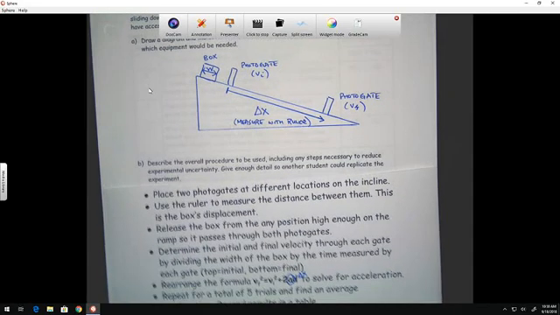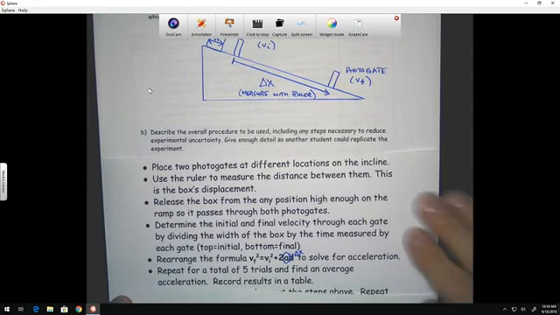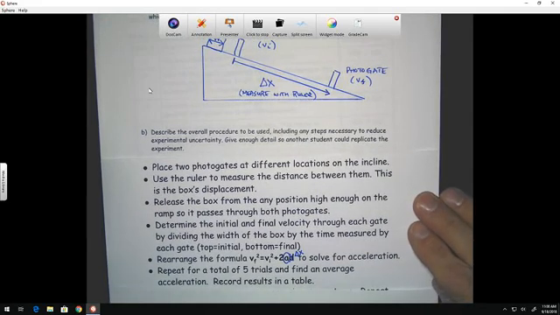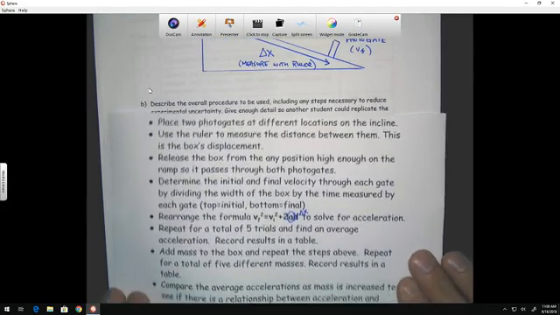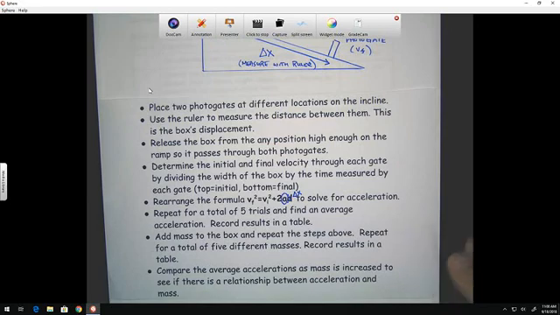The remaining points here are kind of a repeat of what we said before. You want to repeat for a total of 5 trials and find an average acceleration and record your results in a table. You want to then add mass to the box and repeat the steps above. Repeat for a total of 5 different masses, and record the results in a table. And finally, you want to compare the average accelerations as the mass is increased to see if there's a relationship between acceleration and mass. This last bullet point isn't always necessary. It's kind of understood when you're writing the lab procedure.